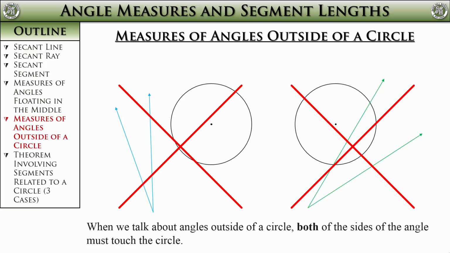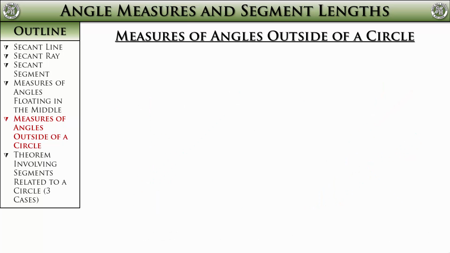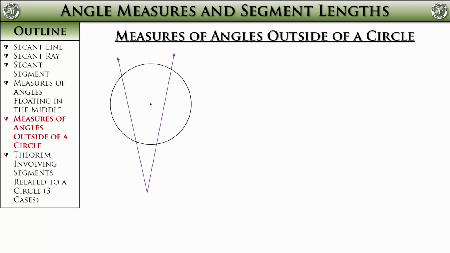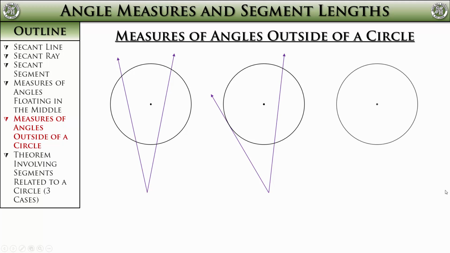When we talk about angles outside of a circle, both of the sides of the angle must touch the circle. There are 3 possible ways for us to have an angle outside of a circle with both sides intersecting the circle. I could have an angle formed by 2 secant rays. I could have an angle formed by 1 tangent and 1 secant ray. I could have an angle formed by 2 tangents. These are the 3 possibilities.